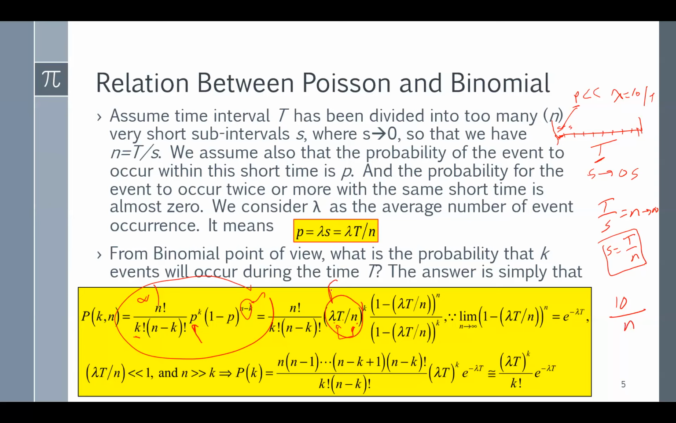This will be the probability P to the power of K, times then we will have 1 minus P. As we said, P is lambda T divided by N, to the power of N minus K. There is no K here, this is just N minus K. And then for N minus K, I take the K here, and this is N, and then using this limit theorem.